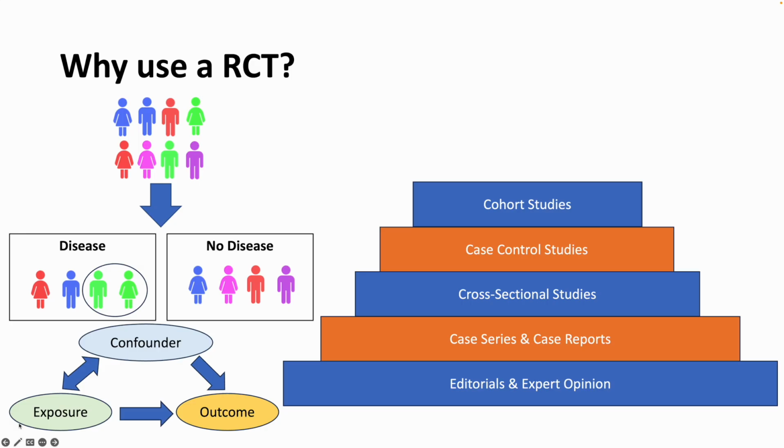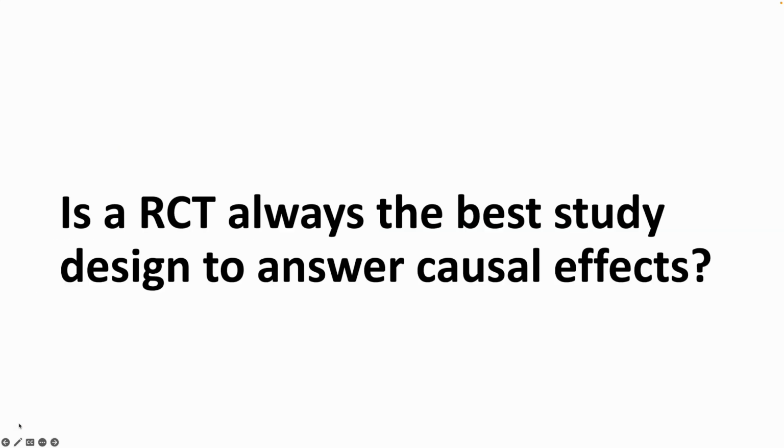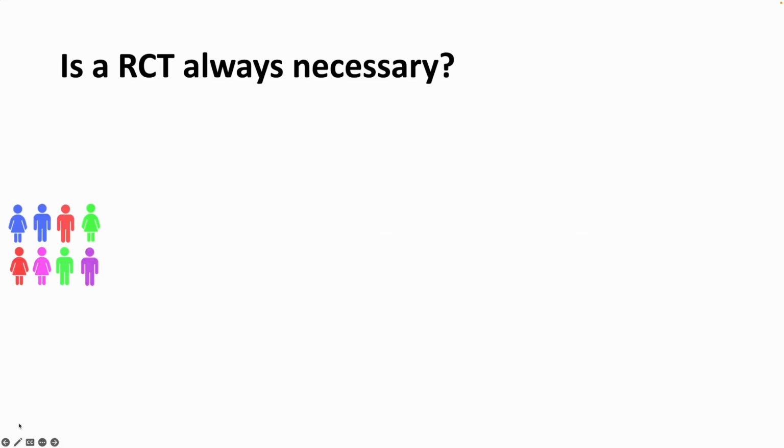And while this is probably common sense, I think, for most of us, the challenge with the cohort study is that groups are not randomly allocated. And so within a randomized control trial, when we randomly allocate individuals to one of two treatment groups, we can actually show that any confounder assignment is due to random chance. And thus, these confounders are no longer an issue in terms of our ability to actually show that there is an effect of an intervention. Now, is a randomized control trial always the best study design to answer causal effects? Well, let's just go through a simple example.